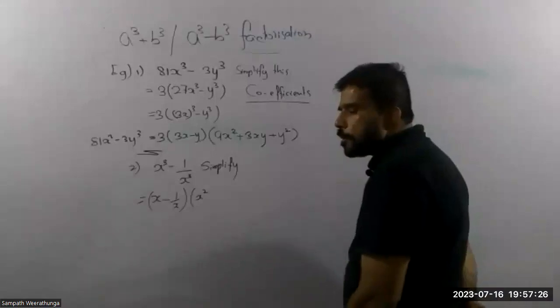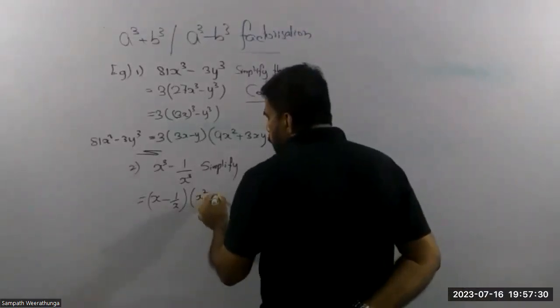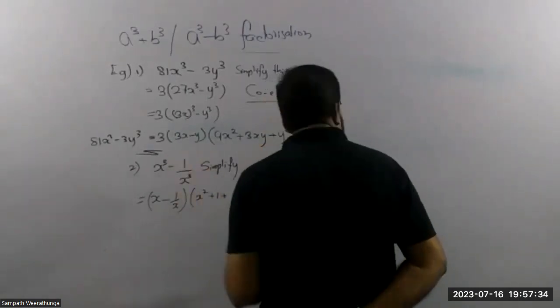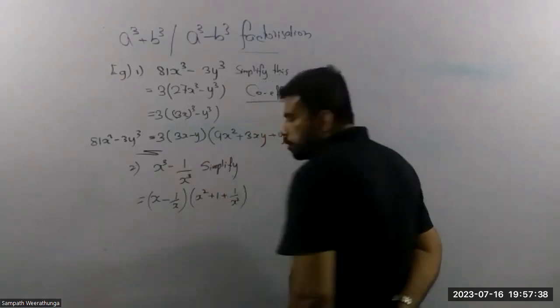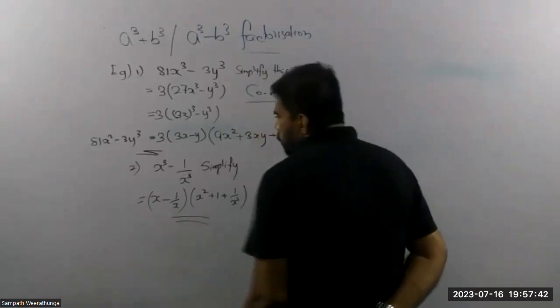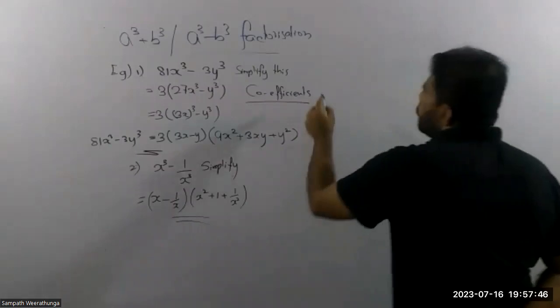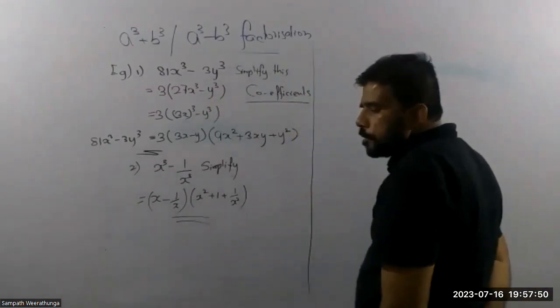I think it's clear to you. And change the sign, that is 1. Then the square of the next term, that is 1 over x. This is enough. Even if you want, you can simplify it further, but simplifying up to this level is enough.